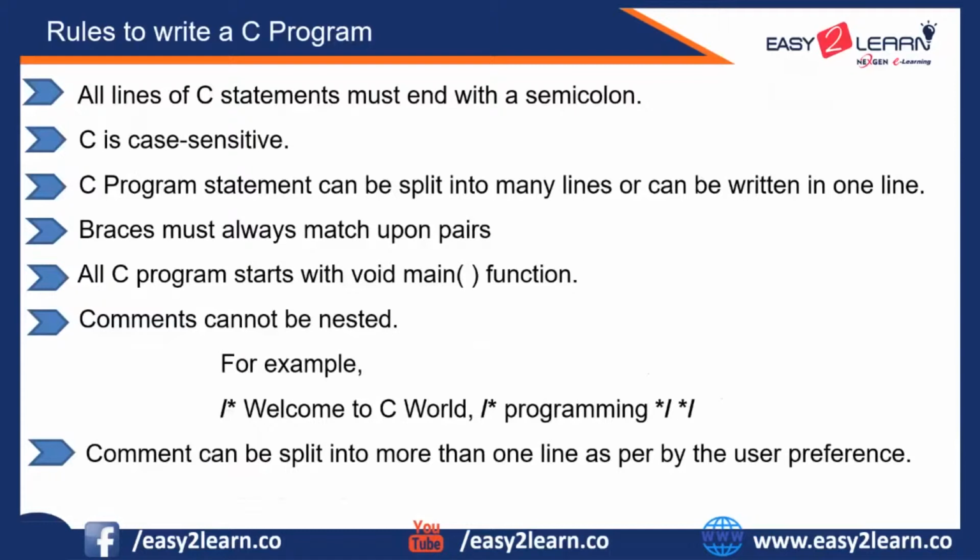Our next slide tells the rules to write a C program. All lines of C statements must end with a semicolon. C is case sensitive. That is, uppercase and lowercase characters are different. Usually, the statements are typed in lowercase. A C program statement can be split into many lines or can be written in one line. Braces must always match in pairs. Every opening brace must have a matching closing brace.